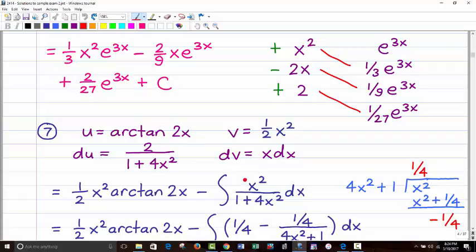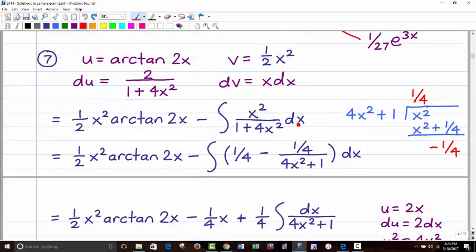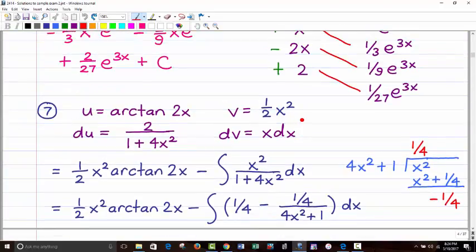Now the next one, I didn't actually put the problem in here, but obviously you have the problem on the original. I guess I could have brought up the original file, but you can see by u and dv that the original problem had to have been the integral of x arctan of 2x dx.